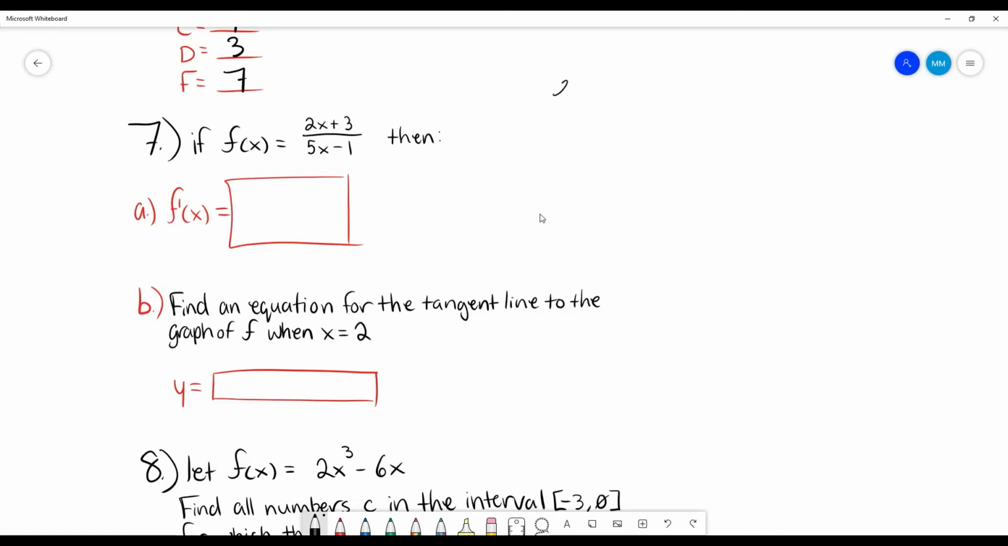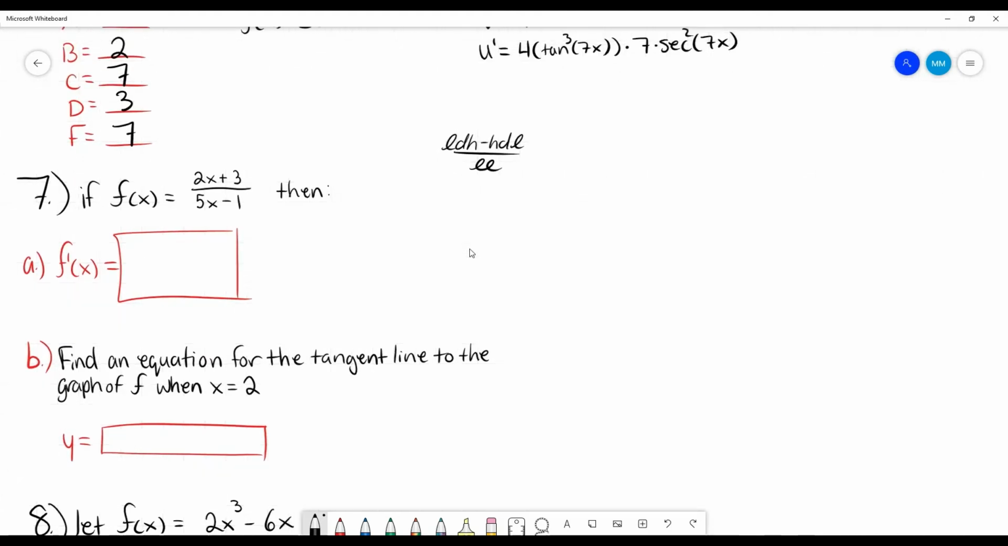So we have to use quotient rule for this. Low d high minus high d low over low low. And so our derivative is going to equal our low term, so 5x minus 1, times the derivative of our high, which is going to be 2, minus our high term, times the derivative of our low, which is 5, all over low low, so the bottom squared.